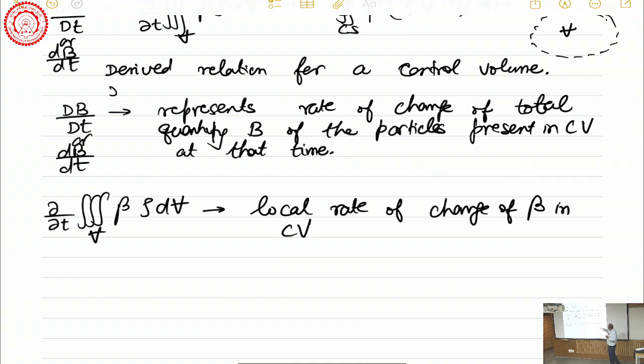But in case beta of the particles is not changing with time at one location, it may change from location to location, but at one location beta does not change, then such a flow we call a steady flow. Then partial beta by partial t will be 0. And if we choose a control volume which is fixed, then this term will always be 0. I will discuss this more when we take up examples. So this is the local rate of change in beta.